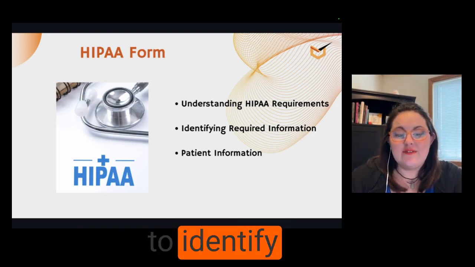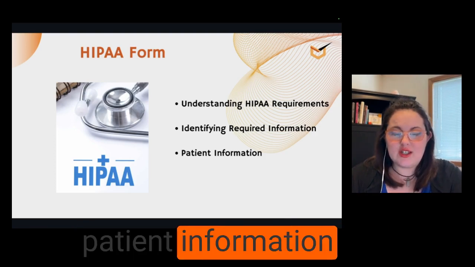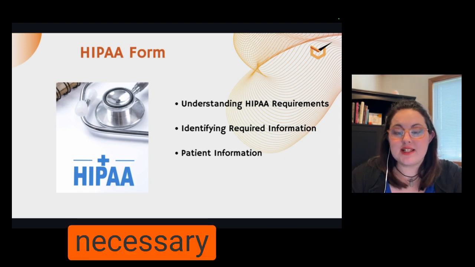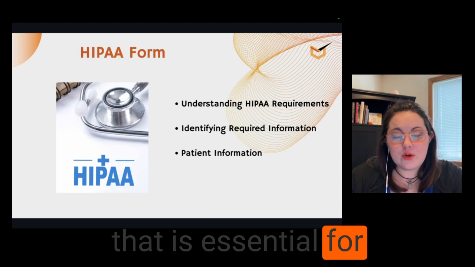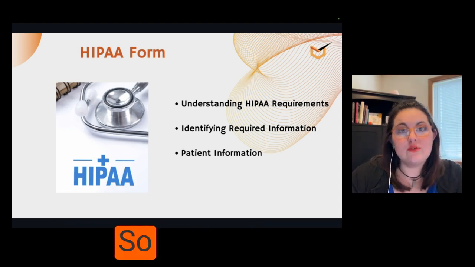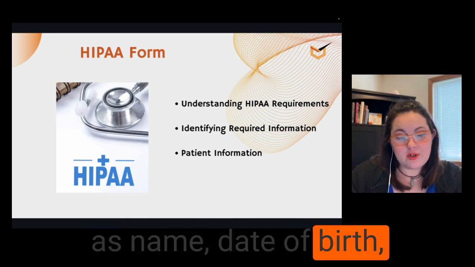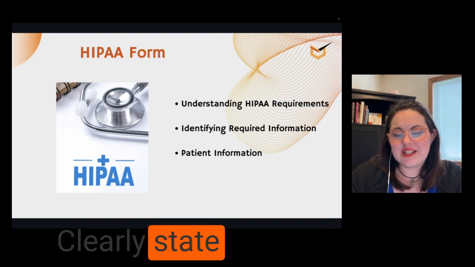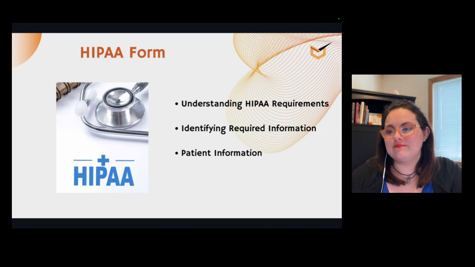And then you need to identify the required information. Determine the specific patient information that needs to be collected on the form while considering the minimum necessary rule of HIPAA. Only collect information that is essential for providing appropriate care. Include patient information, so demographics. Begin the form with patient details such as name, date of birth, contact information, and any relevant identifiers. Clearly state the purpose of collecting this information and how it will be used.